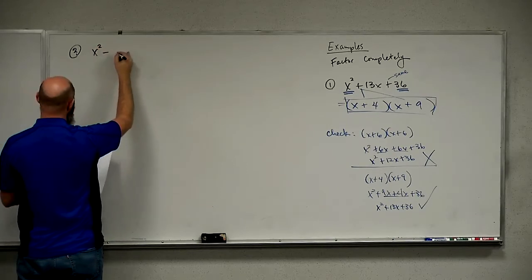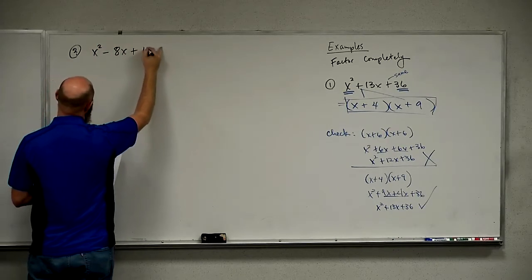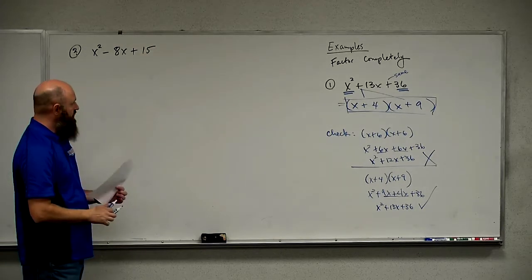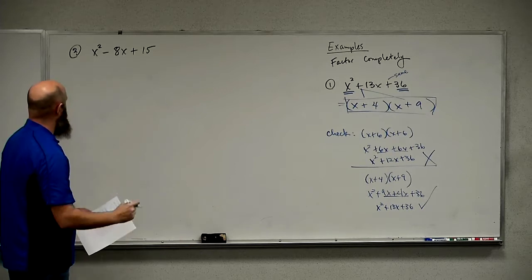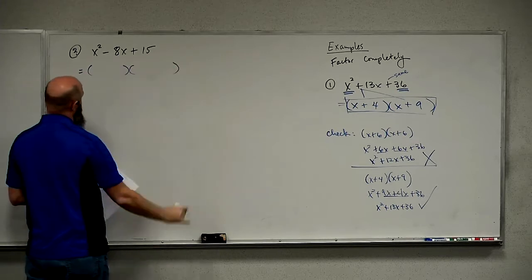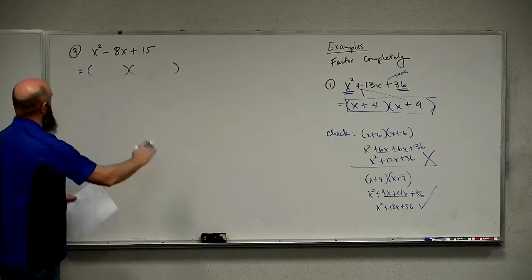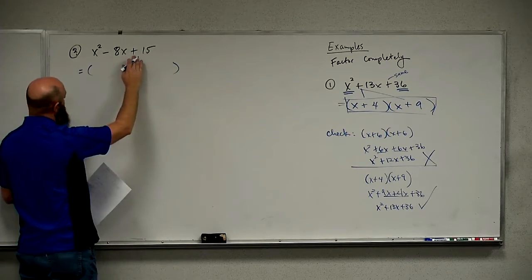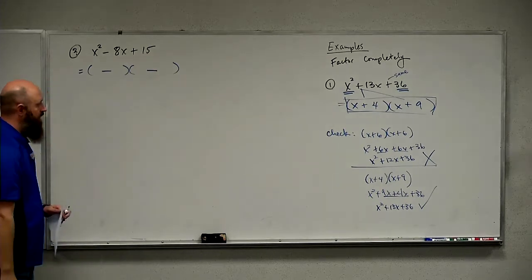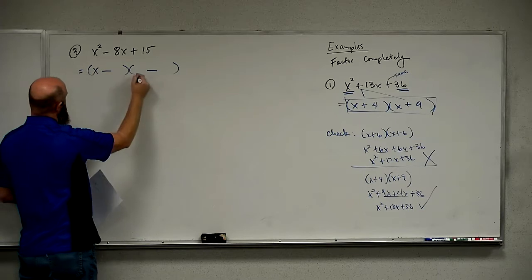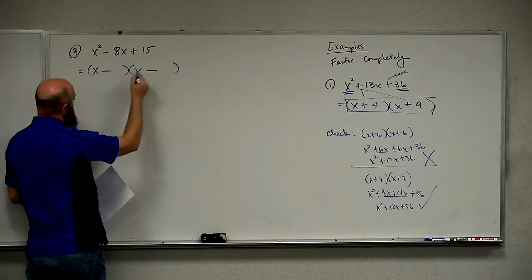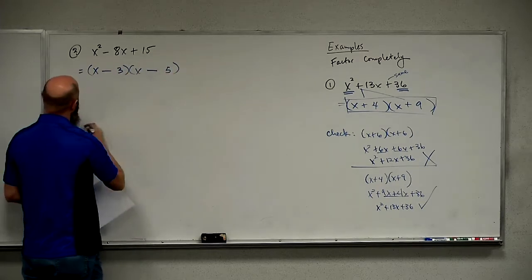X squared minus 8x plus 15. All right, so again, I look for a greatest common factor, but I see quickly that I can't. So I'm going to put my parentheses. This time it's a plus here, so my signs are the same. And they are both minus. All right, so for x squared, I get x and x. For 15, the easy one for 15 is 3 and 5.